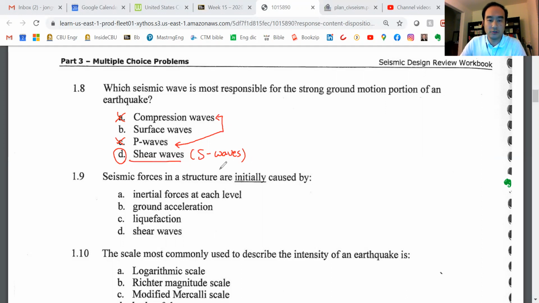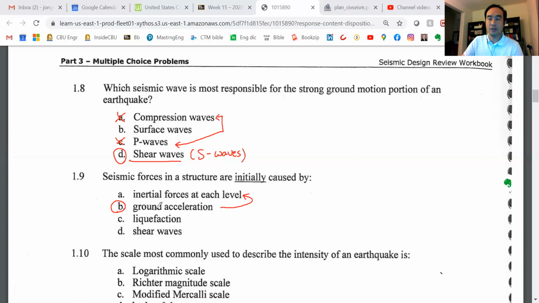Seismic forces in a structure are initially caused by what? What do you think? A, inertial forces at each level. B, ground acceleration. C, liquefaction. D, shear waves. So, seismic forces in a structure are initially caused by ground acceleration, and that will provide the inertial force later on.